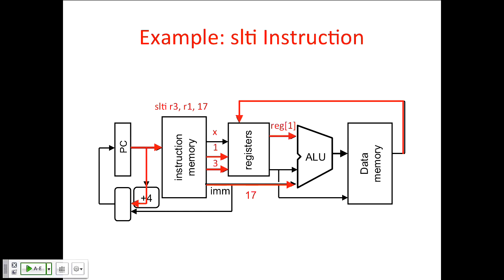Yep, question? This one? That's just adding to the PC to give you the next PC for the next time around. So this, we'll see later what that path is for. So the ALU is doing this comparison, is register less than 17, and then that result is written back, register write stage, okay?